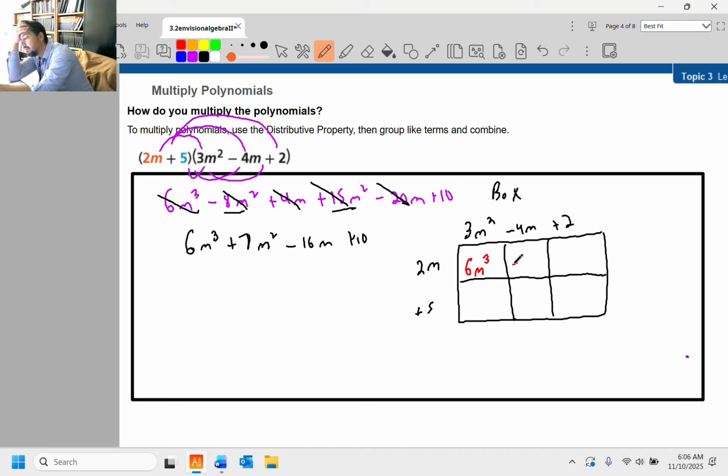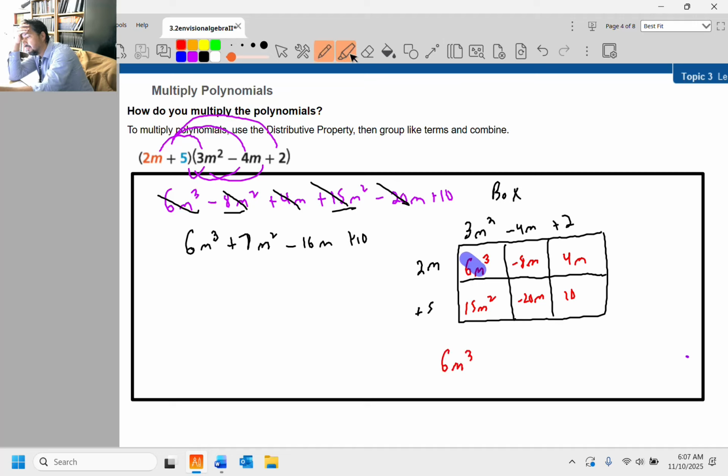2m times negative 4m is negative 8m squared. 2m times 2 is 4m. 5 times 3m squared is 15m squared. 5 times negative 4 is minus 20m. And 5 times 2 is 10. And the nice thing about the box method is grouped terms tend to be somewhat organized. And you can see that happened here. It did. The m cubes, of course, by themselves.